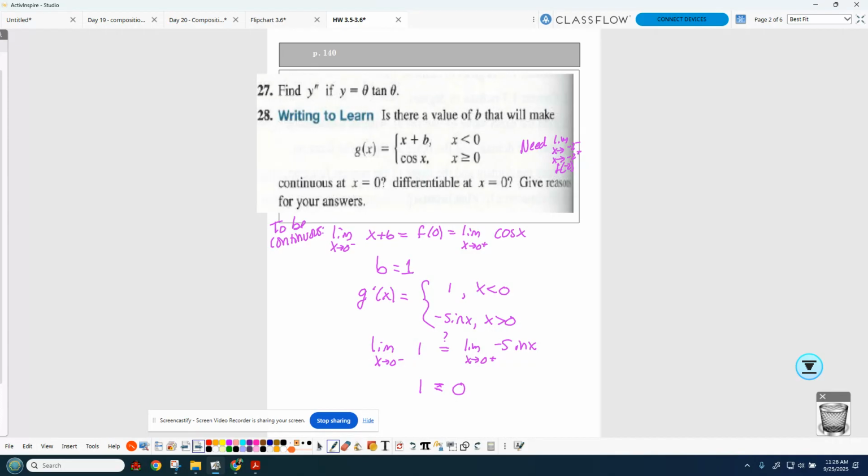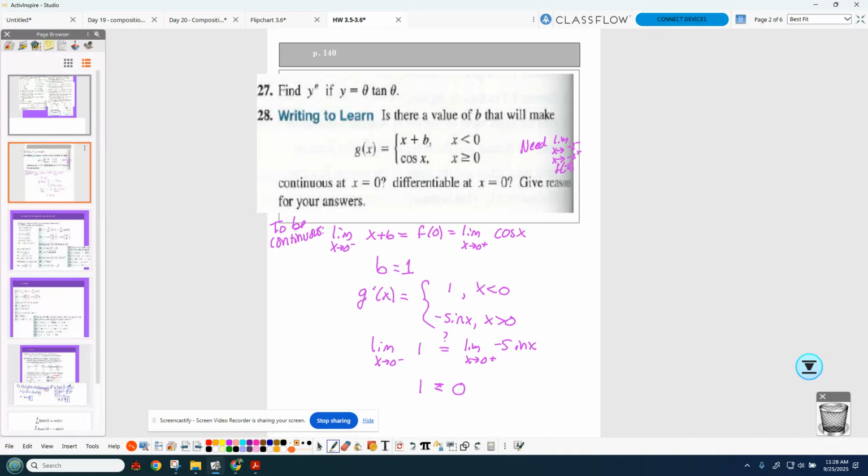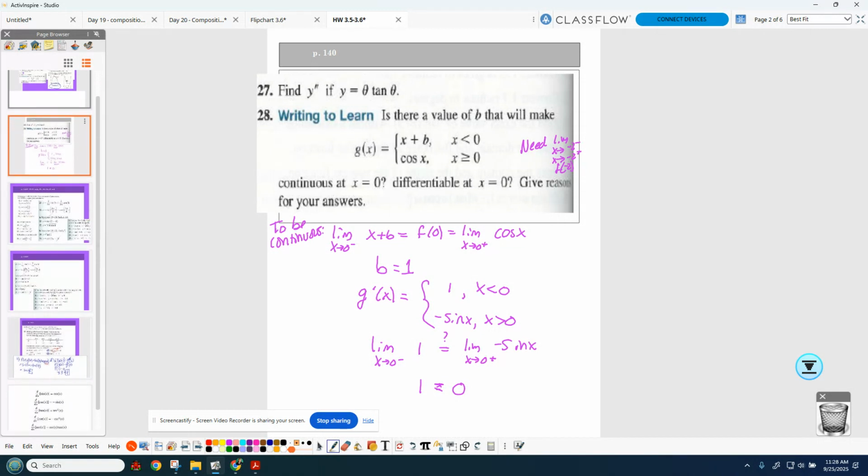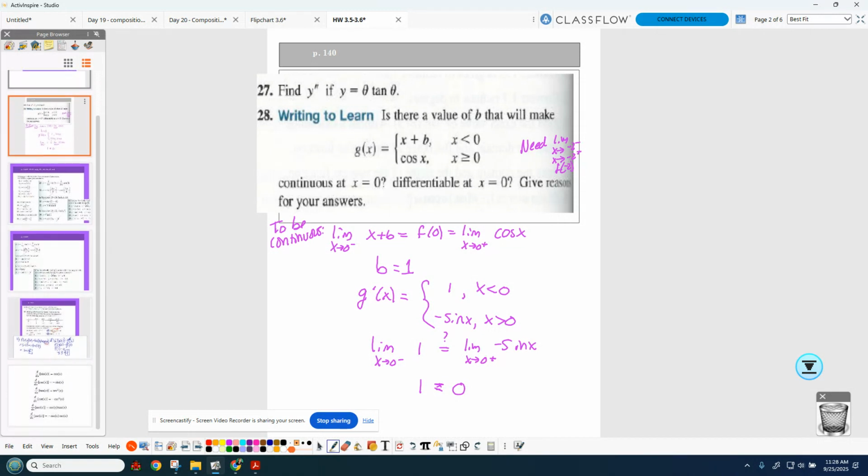This was 28 that evidently a lot of people asked about, which is why I have the work shown already. You say it wouldn't be differentiable, right? Or there's no value of E that makes it continuous and differentiable. Correct. Is it continuous? Well, let's see. If B is 1, it would be continuous, but if B is 1, then the derivative doesn't work out. Well, any which way, whatever B was, it wouldn't work.